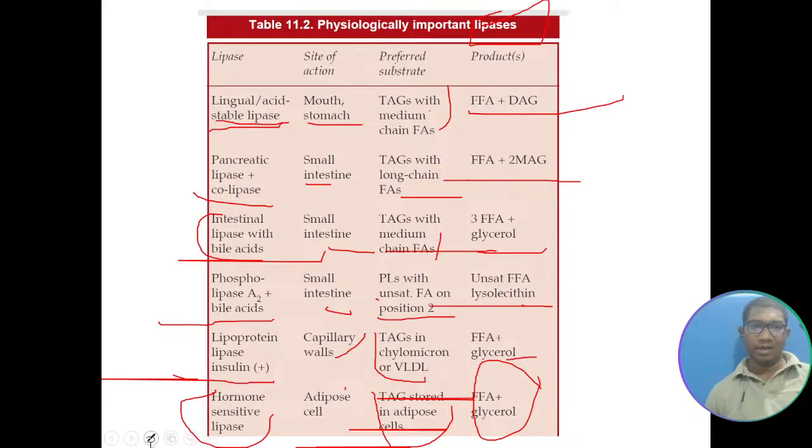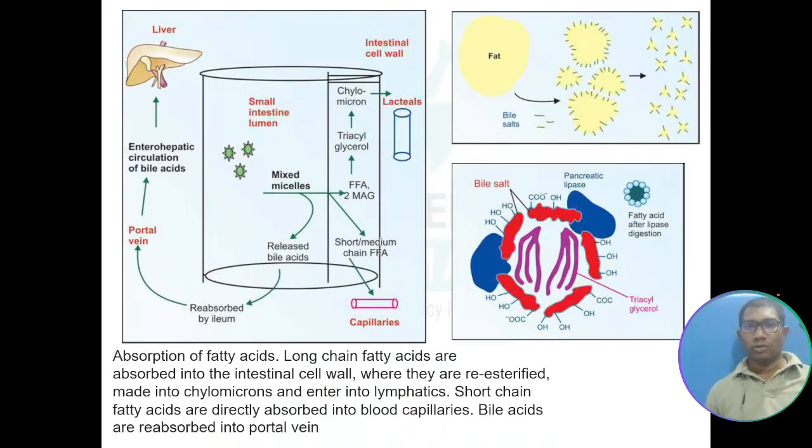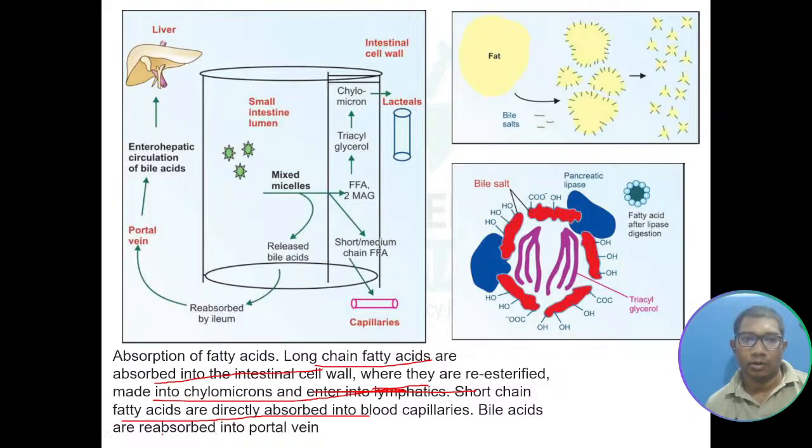लipase जो एंजाइम से ब्रेक डाउन करते, what is the breakdown product? Absorption of lipids. So absorption of fatty acids, देखो long chain fatty acids are absorbed into the intestinal wall. They are re-esterified, made into chylomicron and enter into the lymphatics. And short chain fatty acids are directly absorbed into the blood capillaries. Bile acids are reabsorbed.